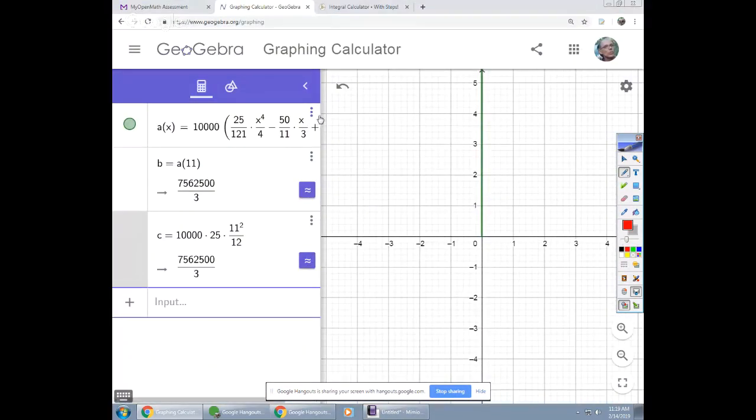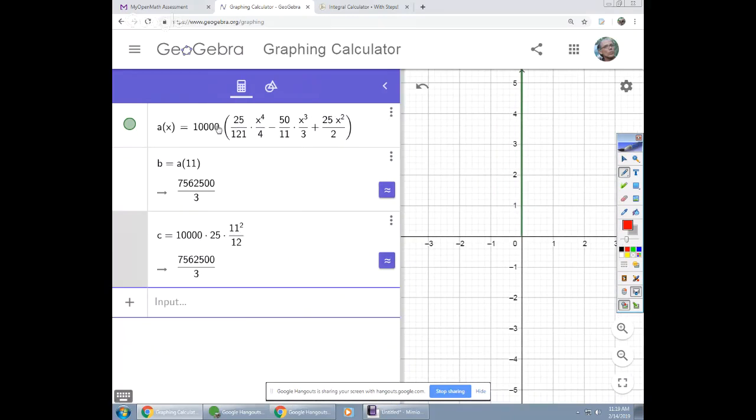So like before I mentioned, it's a good idea, if you have an antiderivative, to type it in as a function into whatever your calculating device is. I left pi off, otherwise I'm going to get an approximation by the tool. And so then I said, hey, what's my antiderivative evaluated at 11? Because when we evaluate at 0, we get 0 in this case, right? Always rethink that. Geogebra says it's 7,562,500 thirds. Okay. I double checked another way.